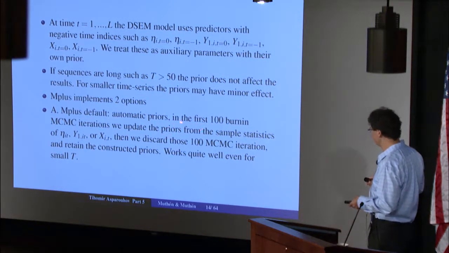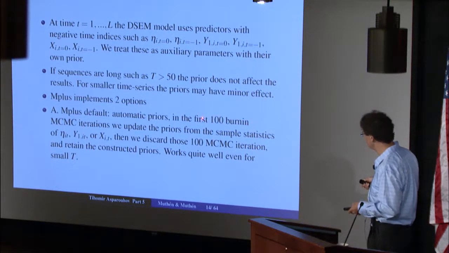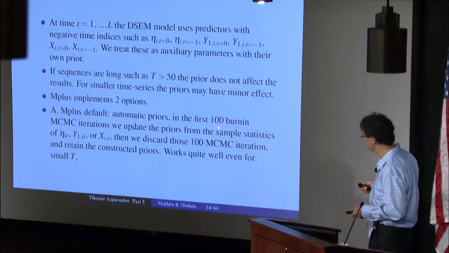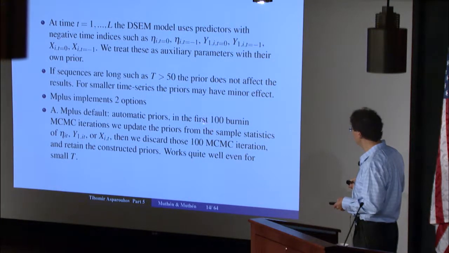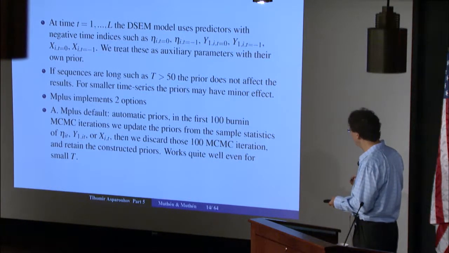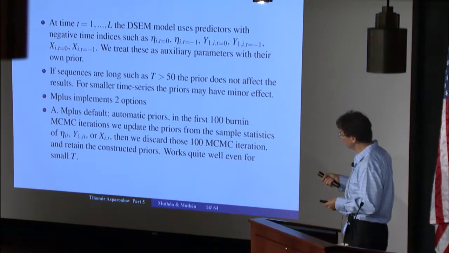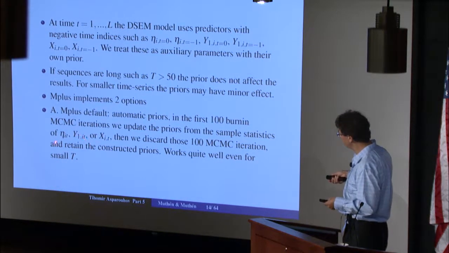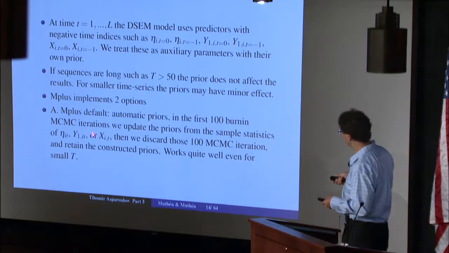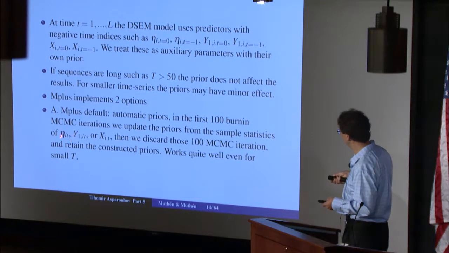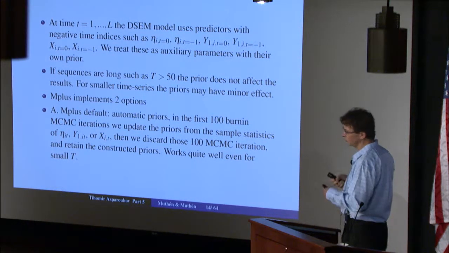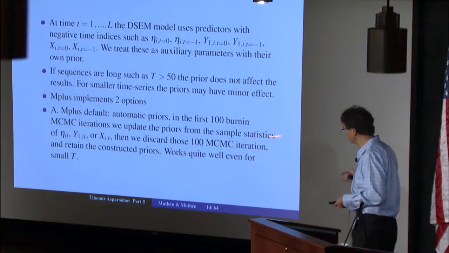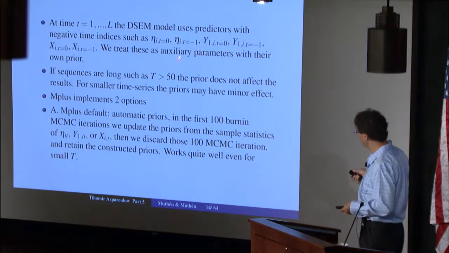So they're automatic priors, and we have this in the MCMC estimation. During the first 100 burn-in iterations, we update these priors of the initial conditions. We start at standard normal priors for the initial conditions, and we keep iterating through the MCMC sequence, and at each iteration we update this prior to the sample quantities for each of the variables. So for example, to get the prior for eta with negative indices, after the first iterations those etas are imputed, and we compute the sample mean and the sample variance, and we set that to be the prior for the etas with the negative indices.